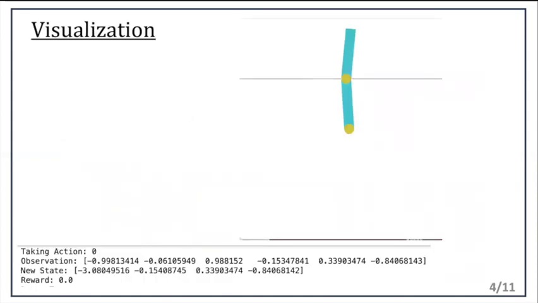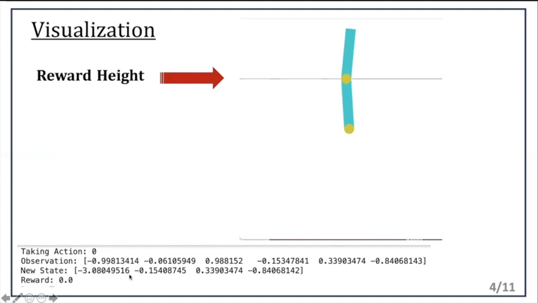Here you'll see the actual simulation output. This is the reward height right here, and you'll see the pendulum in this configuration is above the reward height. In the bottom left, we see the data points that are actually outputted from the simulation. The new state values are the meaningful ones.